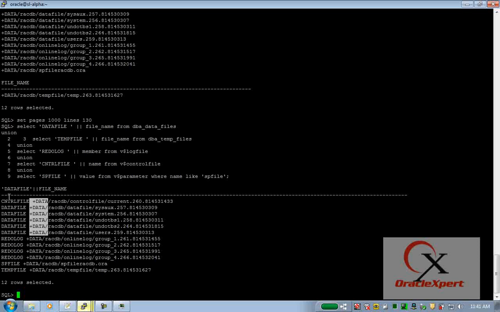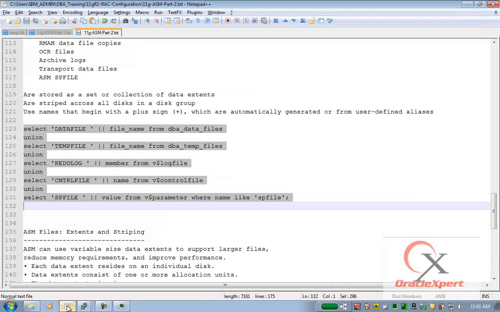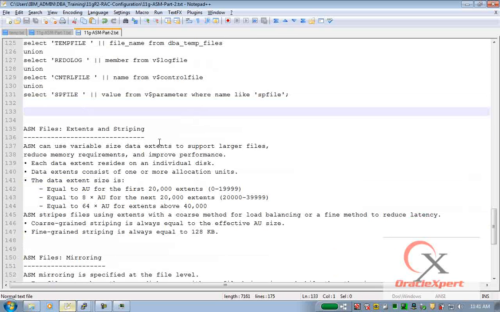So whether it's my control file, data files, redo logs, SP file or temporary file, all of these files belonging to your database can be kept on an ASM disk group. The only thing to understand here is how the whole contents are being striped.